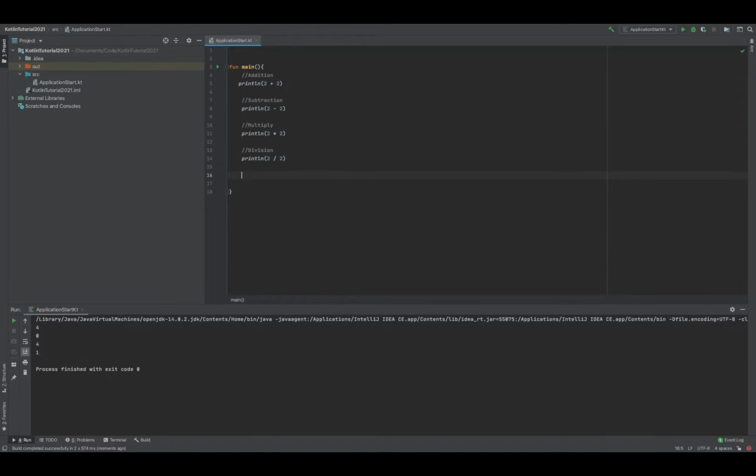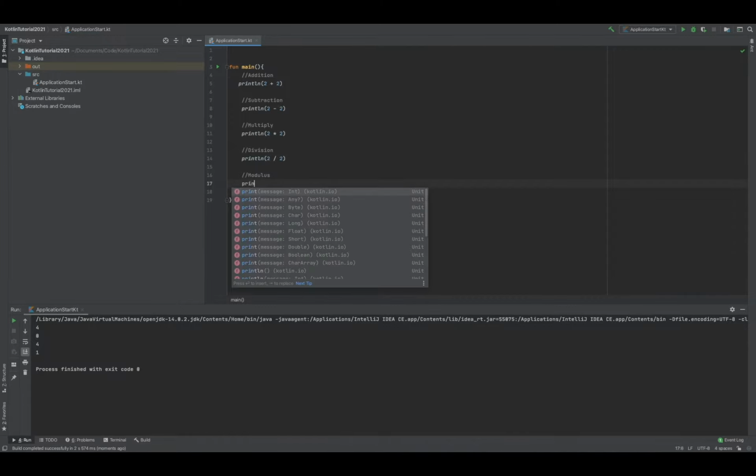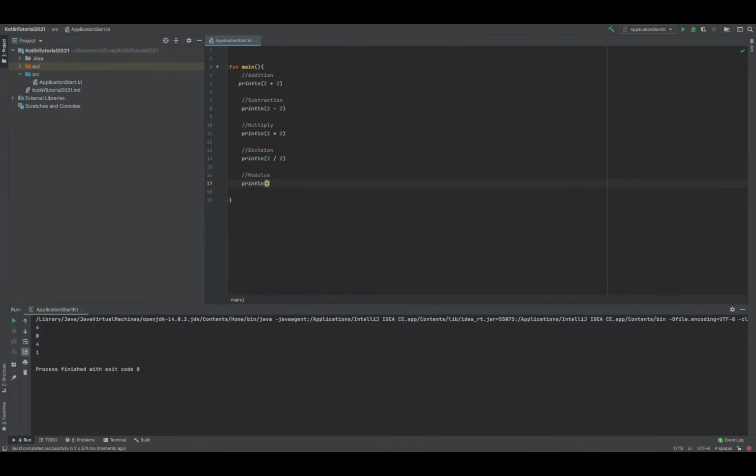Then the last one is modulus. This returns the remainder of the division. So in my case, I want to use a weird example so you guys can get a gist of what I'm talking about. We're going to do 13 modulus 5. We know 5 can go into 13 2 times, so the remainder should be, I'll let you guys guess, 3. So that's pretty powerful if you want to see if something is even or odd, if you guys are into doing that.